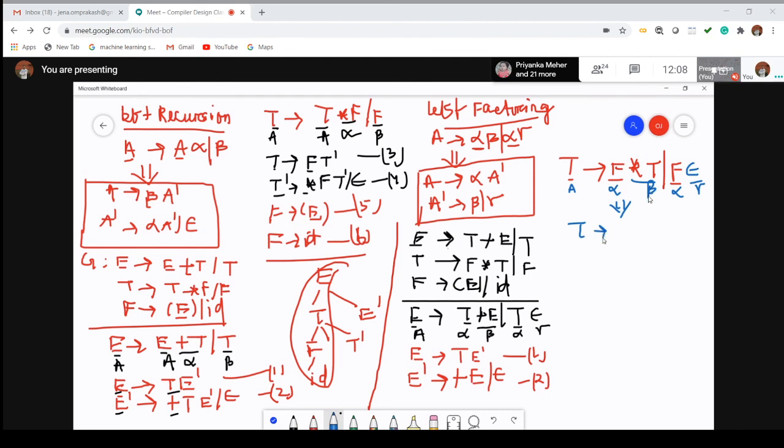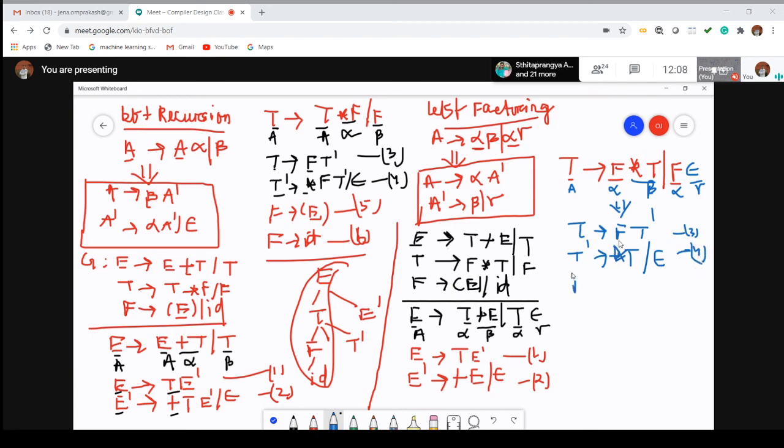T to alpha. What is the value of alpha? Alpha value equal to F. A dash is nothing but T dash. Good. So it will be T dash. T dash to what is the value? Beta. Beta value equal to star T or gamma. Gamma value is nothing but epsilon. Now these two, equation number 3 and equation number 4, are free from left factoring.